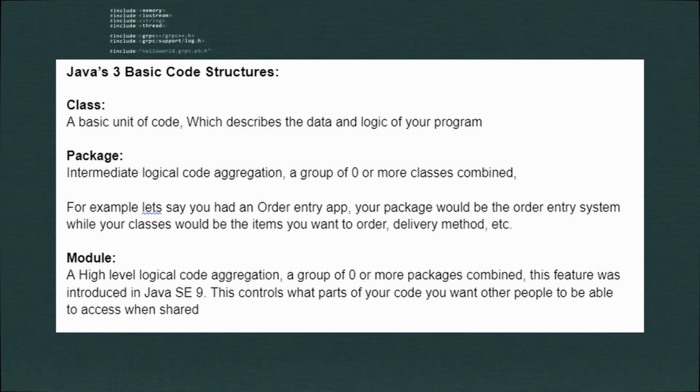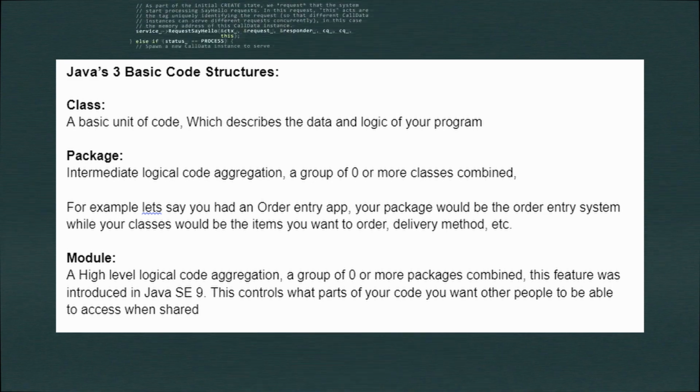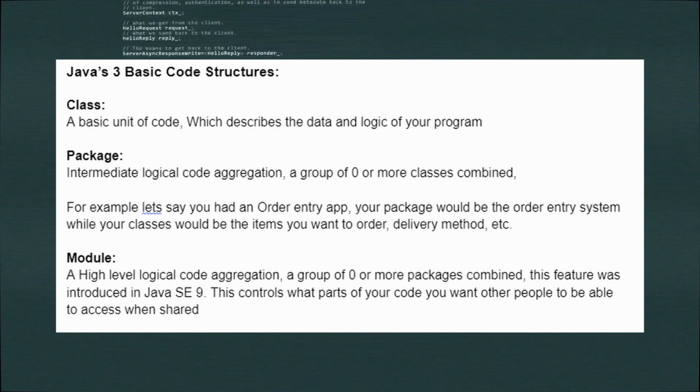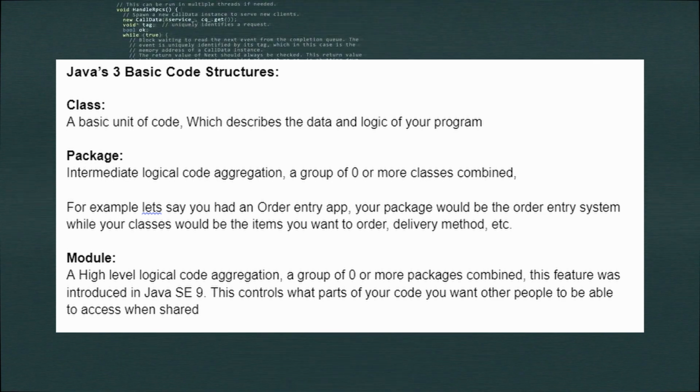A package is an intermediate logical code aggregation, which in simple terms just means a group of 0 or more classes combined. So for example, let's say you had an order entry app. Your package would be the entire order entry system, while your classes would be the individual items that you can order, or maybe the delivery method that you want to choose, and other things like that.